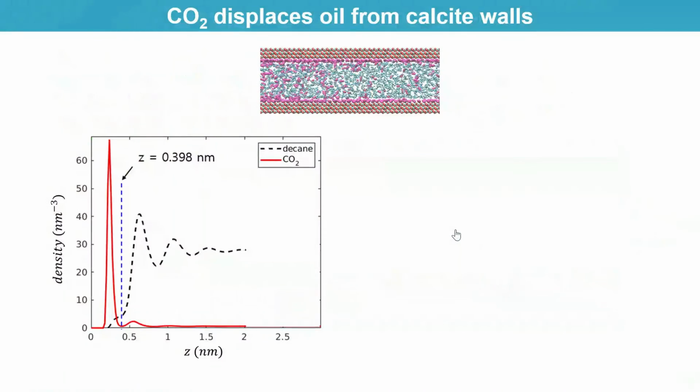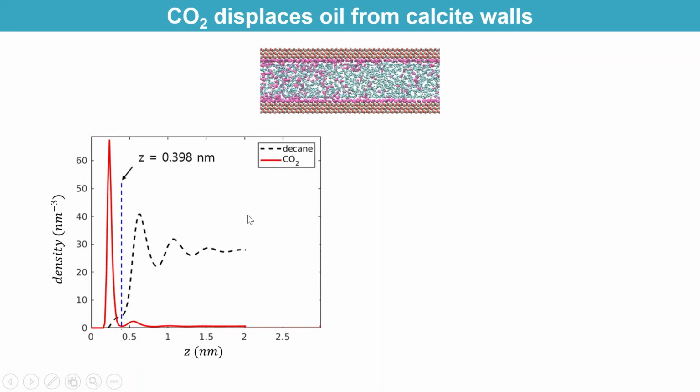So now this absorption of CO2 molecules and displacement of decane can also be seen very clearly in the figure shown here. What we show on the x-axis is the distance from the lower channel wall, and the y-axis is the density. We are showing the density of carbon dioxide as red and the density of decane as a dashed line. And we can say that the CO2 molecules essentially displaced all the decane molecules from the first layer. So now you might ask why this is so.